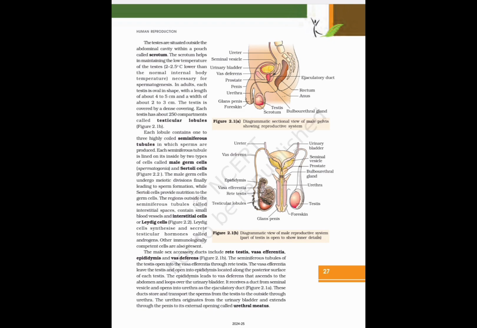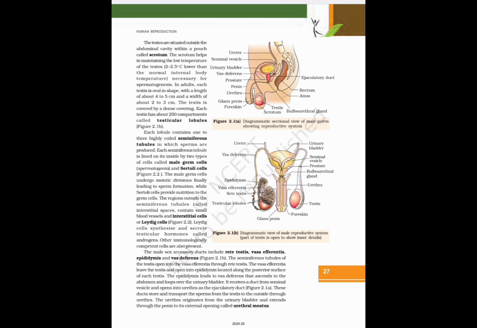In adults, each testis is oval in shape with a length of about 4 to 5 cm and a width of about 2 to 3 cm. The testis is covered by a dense covering. Each testis has about 250 compartments called testicular lobules. Each lobule contains one to three highly coiled seminiferous tubules in which sperms are produced.